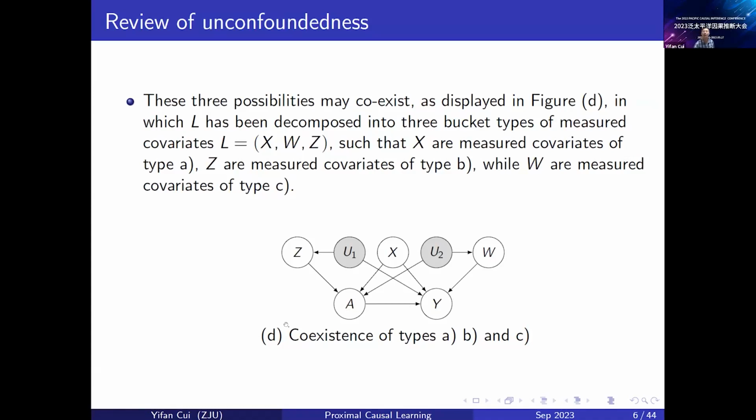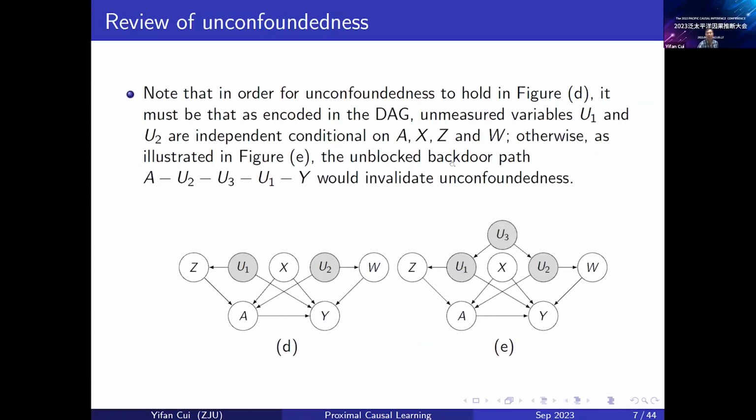Unconfoundedness given L still holds, but you need U1 and U2 to be conditionally independent given the covariates L and A. For example, in figure E, if U1 and U2 share an unmeasured common cause U3, then the unconfoundedness given L doesn't hold because there is a backdoor path from A to U2 to U3 to U1 to Y. So proximal causal inference is one candidate method to do causal inference when this unconfoundedness assumption doesn't hold.